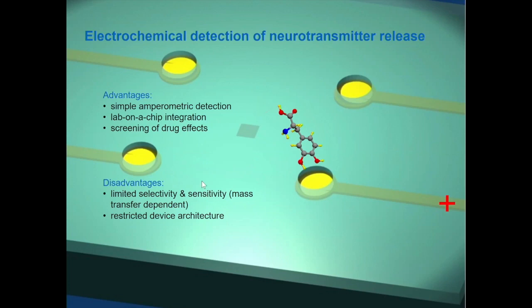But there are also some disadvantages associated. One is the limited selectivity as well as the limited sensitivity. You have seen the signals were quite small. We're talking about tens of picoamps mainly, and this relates to roughly a few thousand molecules. It also restricts a little bit the device architecture if we need a single feed line for each electrode.